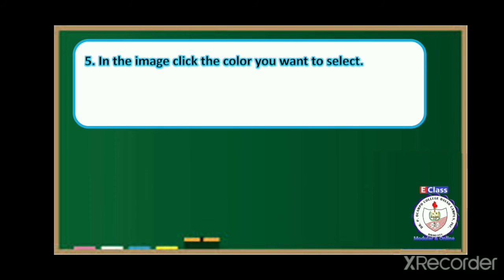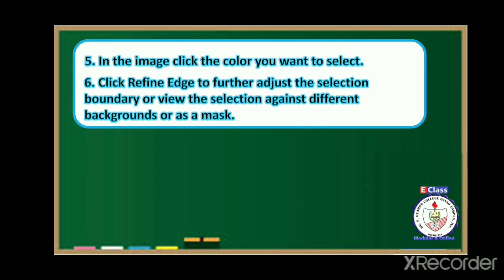5. In the image, click the color you want to select. If contiguous is selected, all adjacent pixels within the tolerance range are selected. Otherwise, all pixels in the tolerance range are selected. 6. Click Refine Edge to further adjust the selection boundary or to view the selection against different backgrounds or a mask.